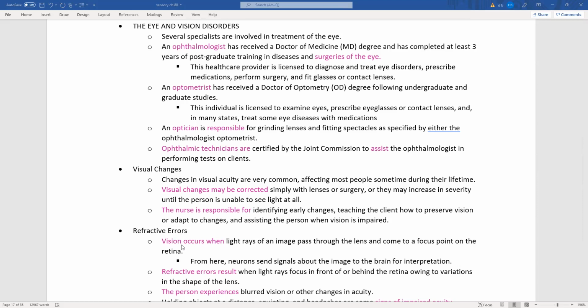Refractive errors. Vision occurs when light rays of an image pass through the lens and come to a focus point on the retina, right? So from here, the neurons send that signal to the brain. It's going to spark an impulse to the brain for interpretation. Everything that we look at is just light bouncing off of something, and it bounces into our eyes. It's a beam into our eyes, and it gives us an image.